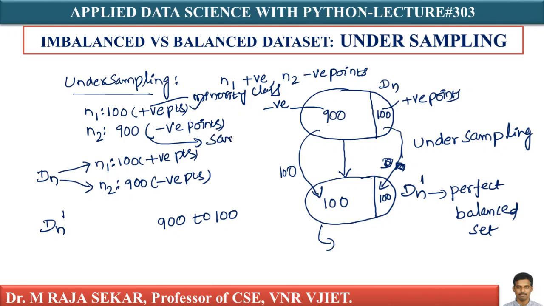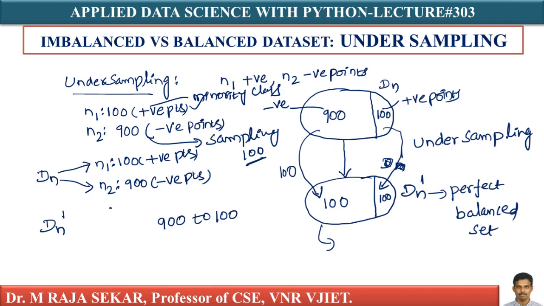From the majority class, I am sampling. How many points am I sampling? I am sampling 100 points, that is N1 points. That's the trick. With undersampling, there is one problem. What is the problem with undersampling?